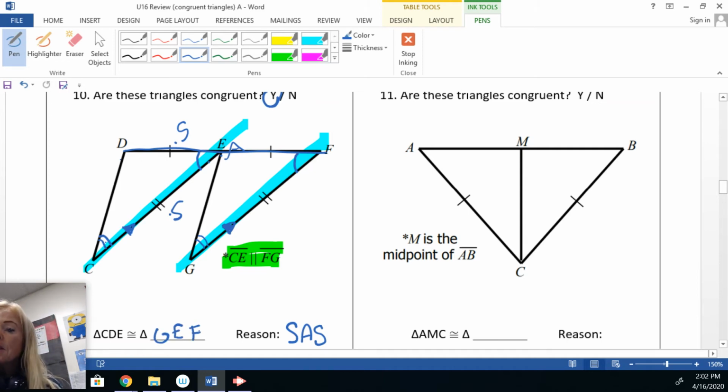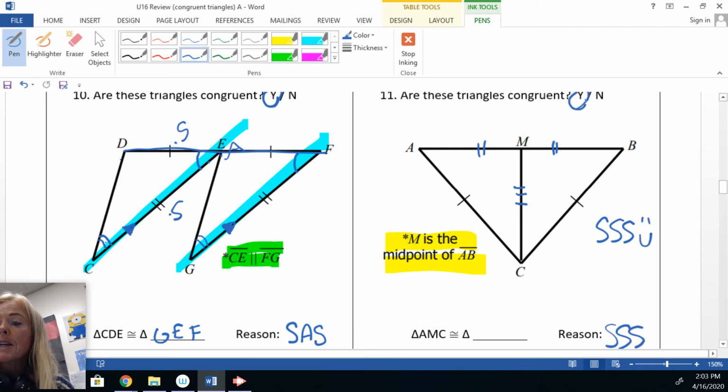All right, next one. Are these triangles congruent? So M is the midpoint of AB. That's the information we're given. Now, remember that given information helps us to analyze. Specifically, that M is the midpoint. That means these two sides have to be congruent if M is the midpoint, by definition of midpoint. And then we have a reflexive side that's congruent to itself by the reflexive property. And indeed, we have a side, side, side. So they are congruent by side, side, side.